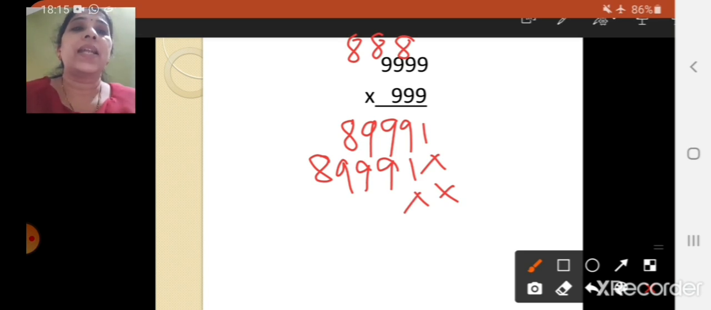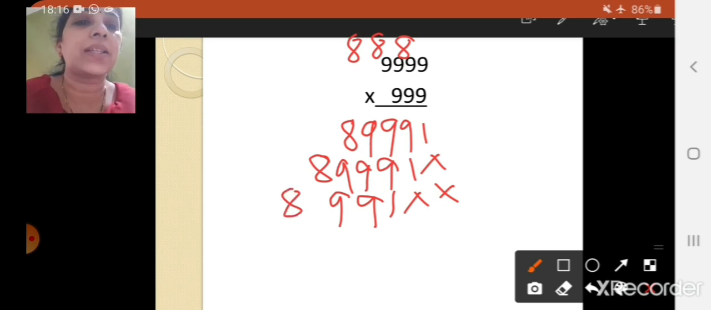Last digit is again 9. So 9 nines are 81. Again 1 written down, 8 carried over. 9 nines are 81. 81 plus 8 is 89. Again 9 written down, 8 carried over. 9 nines are 81. 81 plus 8 is 89. So again written down 9, 8 carried over. 9 nines are 81. 81 plus 8 is 89. So written down as 89.